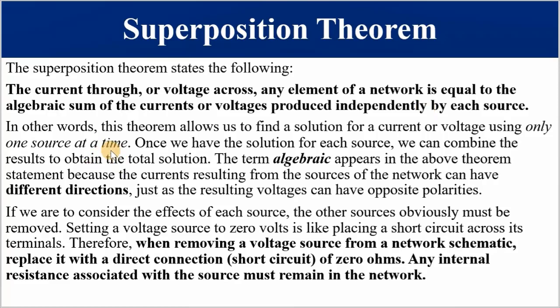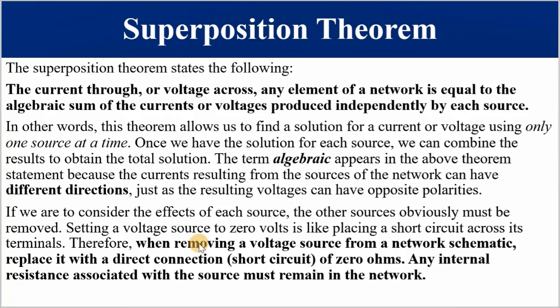What this means is it allows us to find a solution for current or voltage using one source at a time. And once we find the voltage or current due to one source, then we find the algebraic sum of the effects of each source. If you are to consider the effects of each source, it means that the other sources must be removed. And how do we do that? We replace the current source with an open circuit and the voltage source with a short circuit, or we just leave its internal resistance if it is given.